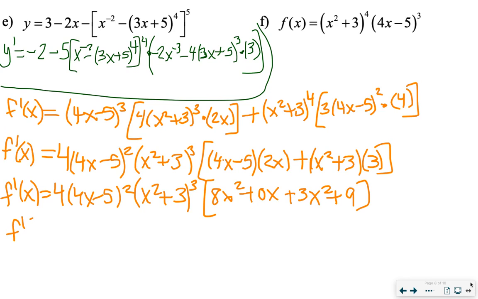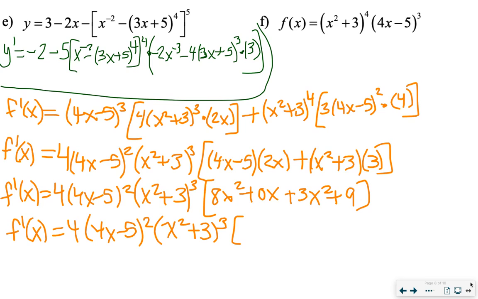So my f prime of x is 4 times 4x minus 5 squared times x squared plus 3 to the exponent 3 times 11x squared minus 10x plus 9. And there's my derivative.